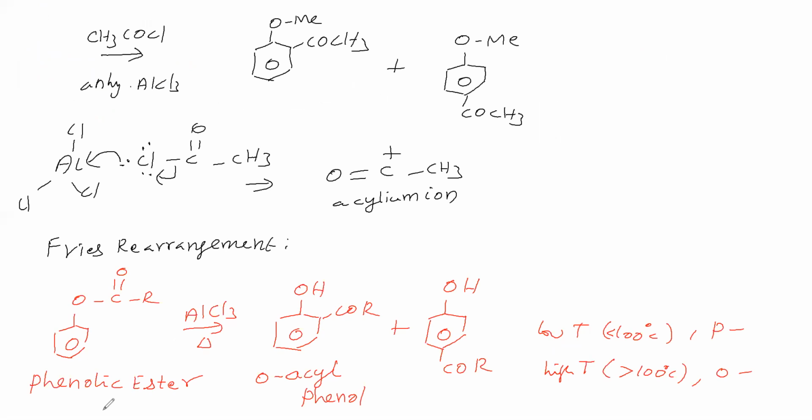So phenolic ester undergoes Fries rearrangement to give ortho-acyl phenol and para-acyl phenol. At low temperature, para is dominating. At high temperature, ortho is dominating. Why do we have to give high temperature for ortho? In order to overcome steric hindrance. That's all. So at low temperature, para is dominating. This is called a Fries rearrangement.